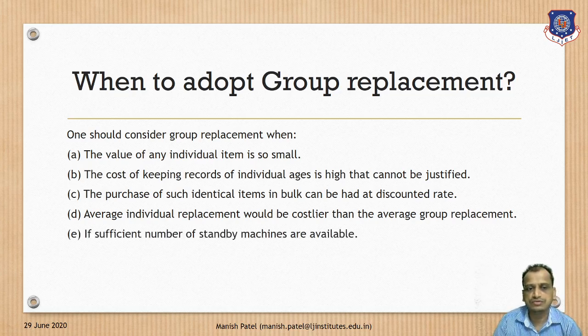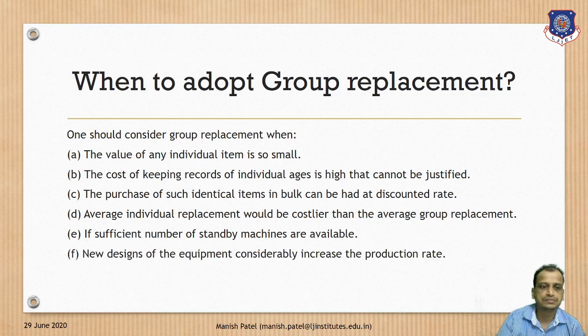And again, you have a sufficient number of standby machines. So what do you mean by that? It will help in easily coping with the group replacement. A new design of equipment considerably increases the production rate. Definitely, if you have new design products or items that are increasing the production rate, you will definitely go with the group replacement.